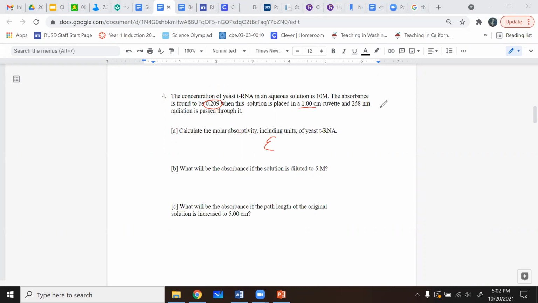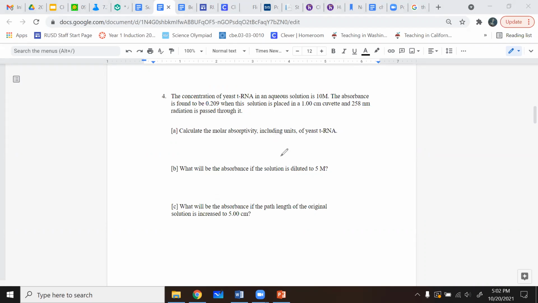And we have a wavelength, which we actually do not need in this situation. And we are also told a concentration. So again, we know what A is. We want to know what E is. We know what our path length is, and we are told our concentration. So this should be a fairly easy problem for you to solve.